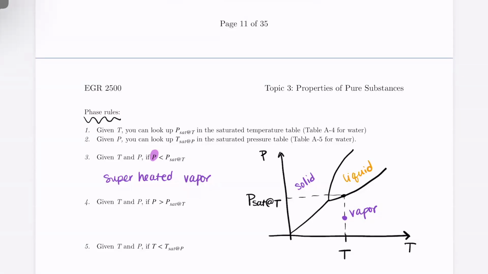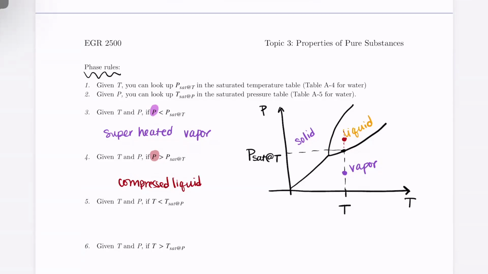Okay, what if pressure is greater than our saturation pressure? Pick a color. We're going to increase our pressure. So now we're going to compress liquid, right? Okay, what if we're given a temperature and a pressure, and the temperature is less than the saturation temperature at that pressure?